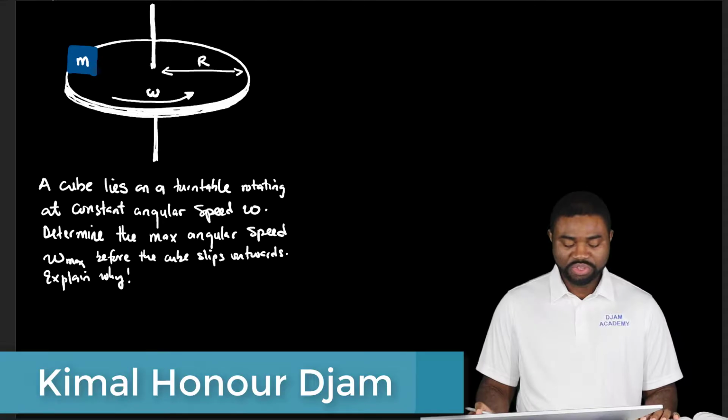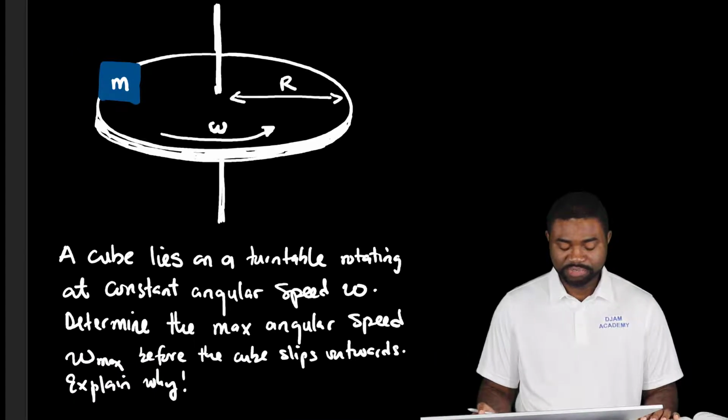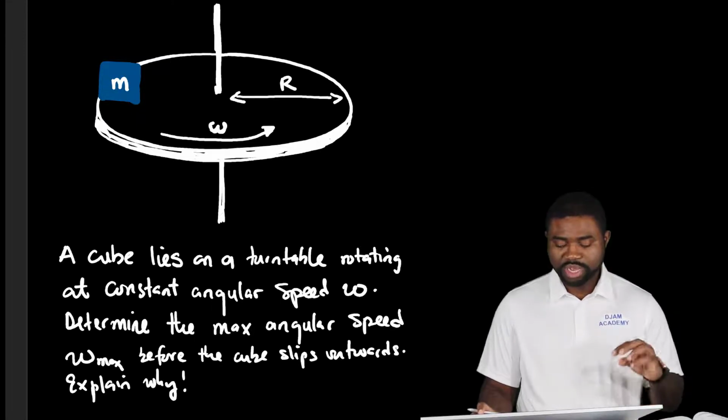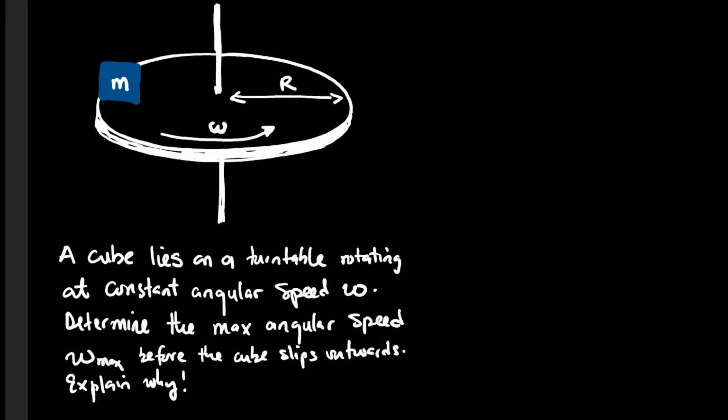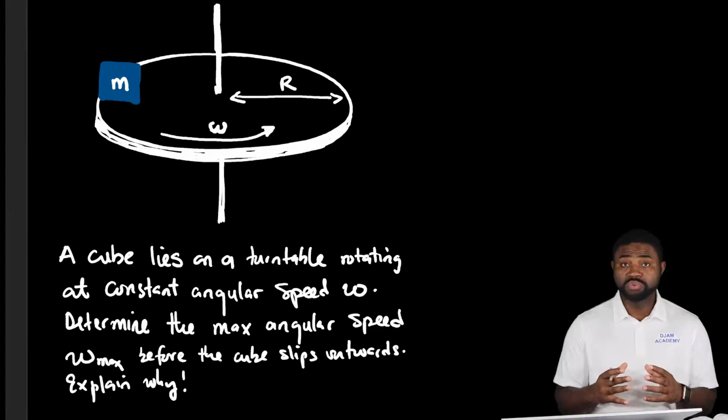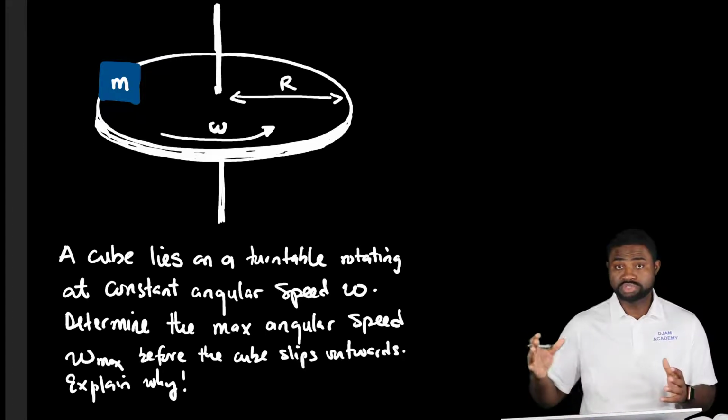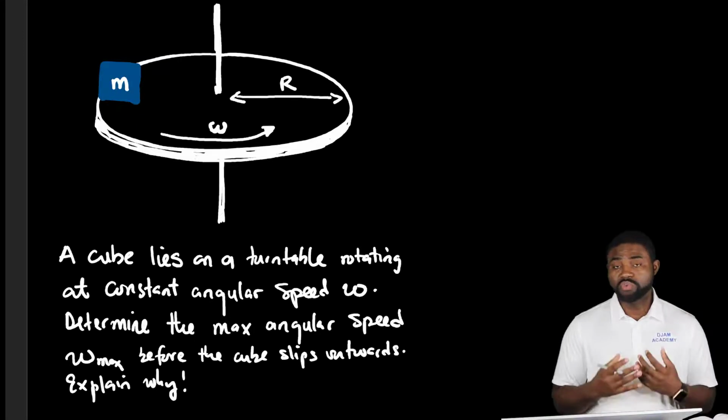In this example, a cube of mass m lies on a turntable rotating at a constant angular velocity omega. We are required to determine the maximum angular speed before the cube slips outwards, and we also have to explain why. In other words, if the angular speed of the turntable is slowly increased, at some instance the cube will actually fly outwards in a straight line. So the question is, why is that the case?